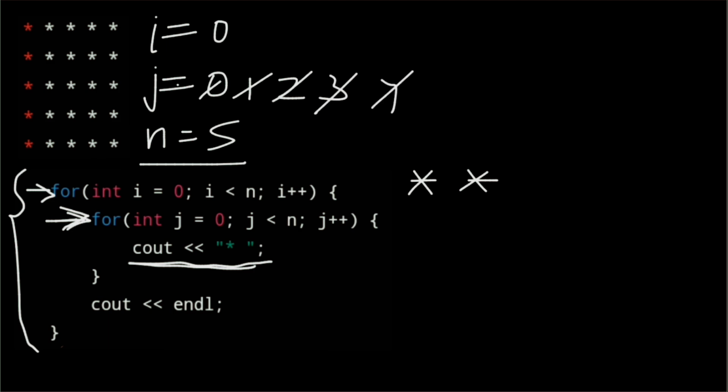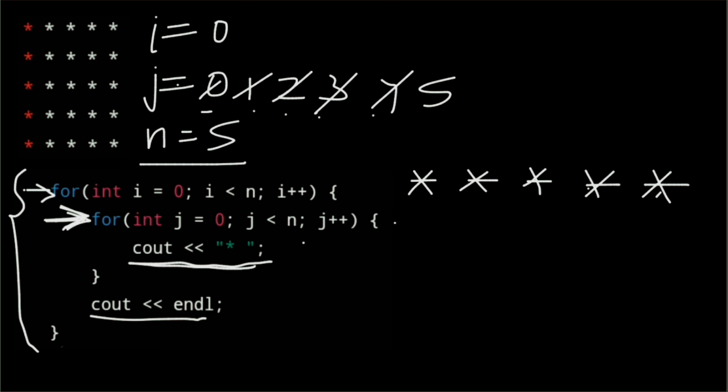Here 1 2 3 4 5, and 5 stars we print with a space. After this j increments by 1 and j becomes 5, and 5 less than 5, this condition is false, and the compiler comes out of this inner loop and runs this line, cout endl, and we have a new line.